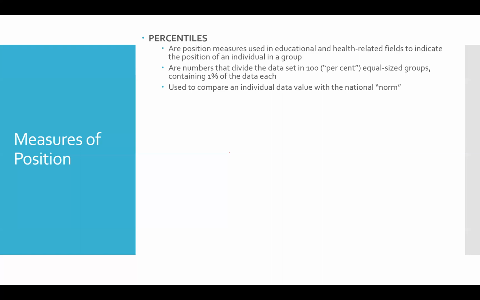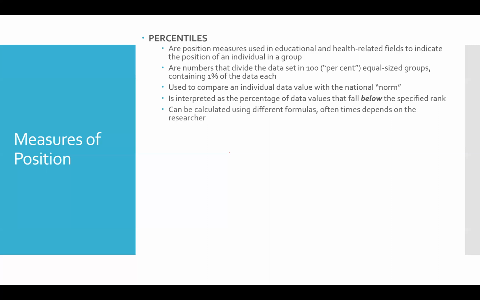Again, that allows us to make comparisons about how a particular individual compares to a particular standard or the national norm. You'll see that a lot with ACT scores, SAT scores, any kind of standardized test score. It's important that you understand how to interpret a percentile or quartile. And guys, the key thing about interpreting these is that it is the percentage that fall below that specific value. Okay, it's always the percentage below.